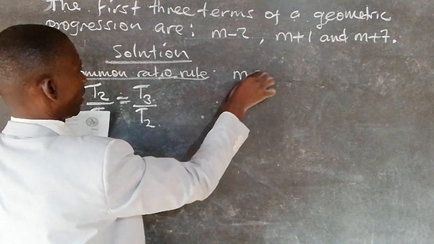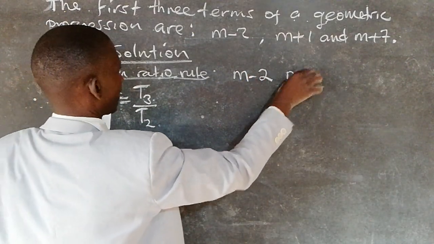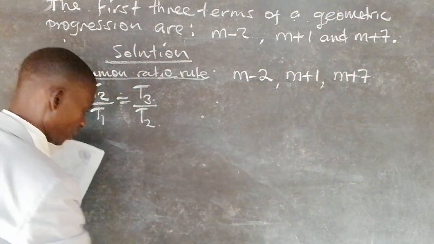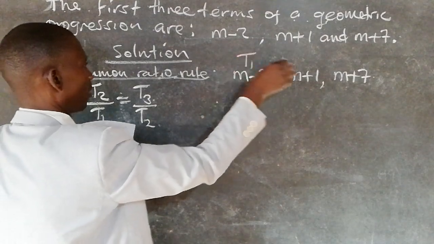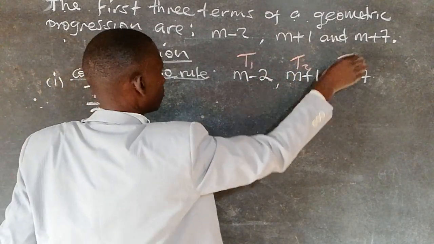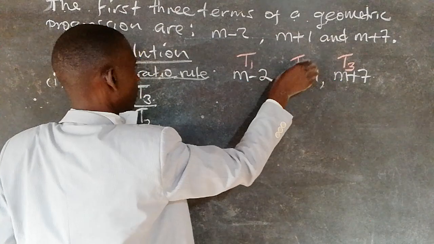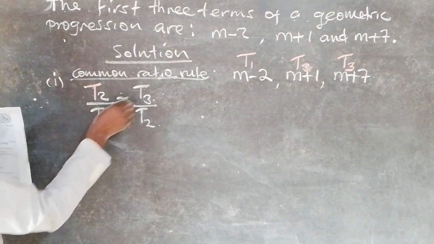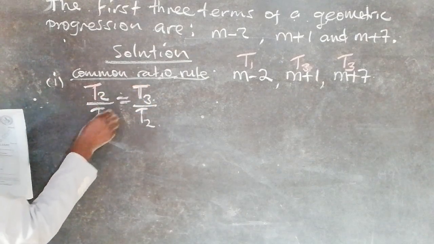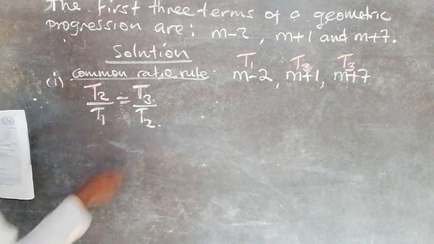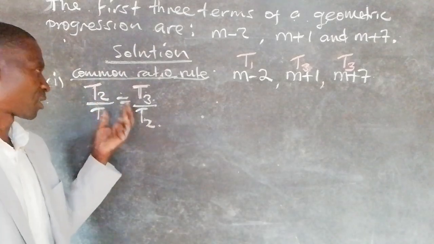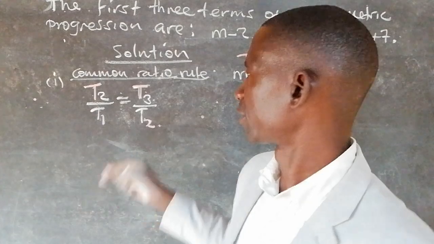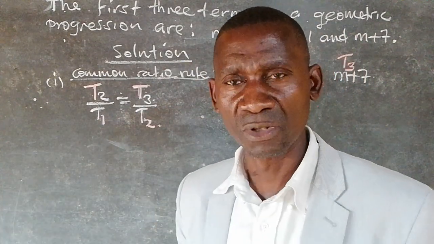Look at here, we have m minus 2, we have m plus 1, and m plus 7. So these are the 3 terms, meaning that this one is going to be term number 1, this is going to be term number 2, and this is going to be term number 3. Using the formula, this is term number 2 over term number 1, and term number 3 over term number 2. All you need to do is just to substitute in that, and you are going to come up with an equation of which, if that equation is solved, then the value of m is arrived at.